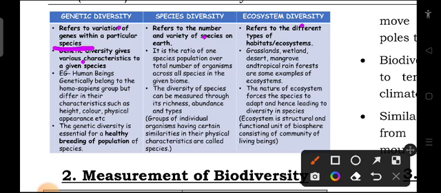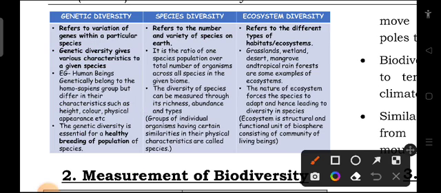Example: human beings genetically belong to the Homo sapiens group, but differ in characteristics such as height, color, physical appearance. So yes, we all human beings are Homo sapiens, but we have different characteristic traits. This is because of our genes. This is the genetic diversity. The genetic diversity is essential for a healthy breeding population of a species.